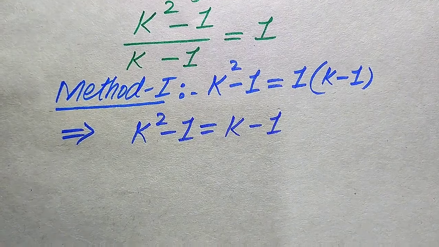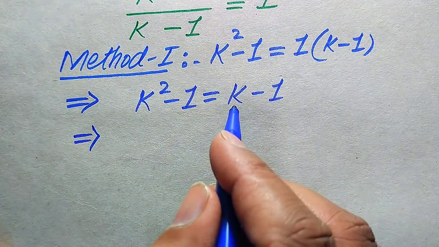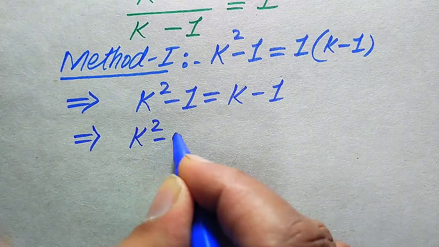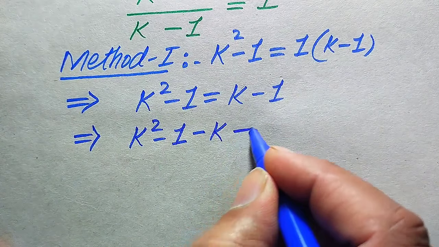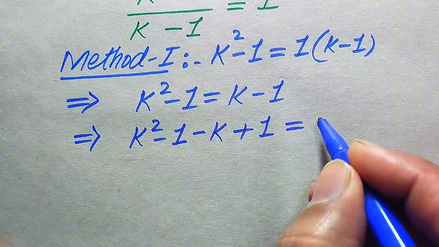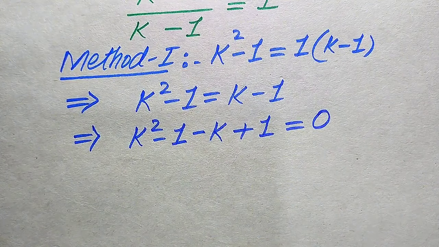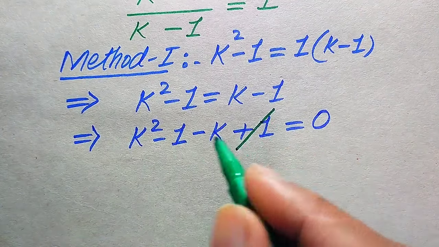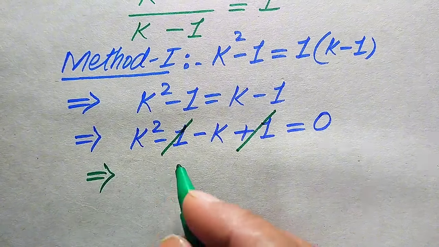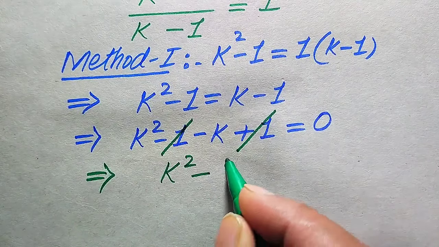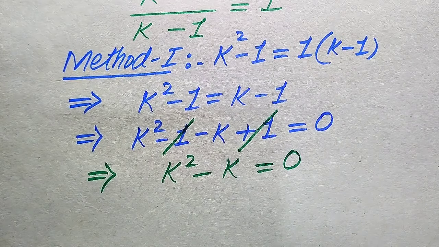In the next step, we move all the terms from the right hand side to the left hand side. This is positive k, and when we move it to the left hand side it becomes negative k. This is negative 1, and when we move it to the left hand side it becomes positive 1, and this whole equation is equal to 0. Now the positive 1 and negative 1 cancel out each other, and after this cancellation the remaining terms are k² − k = 0.